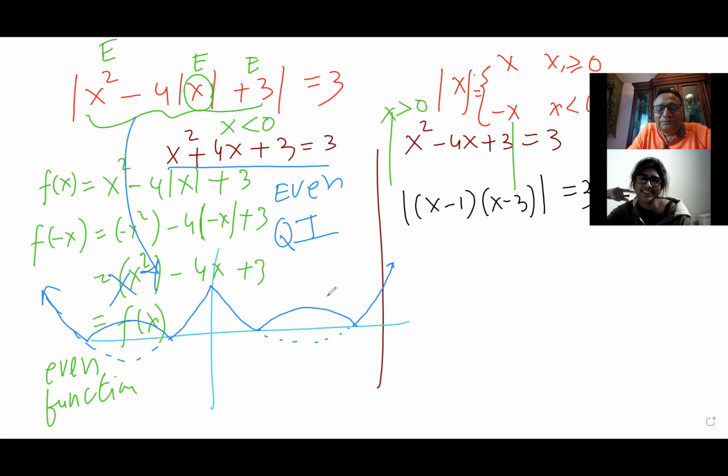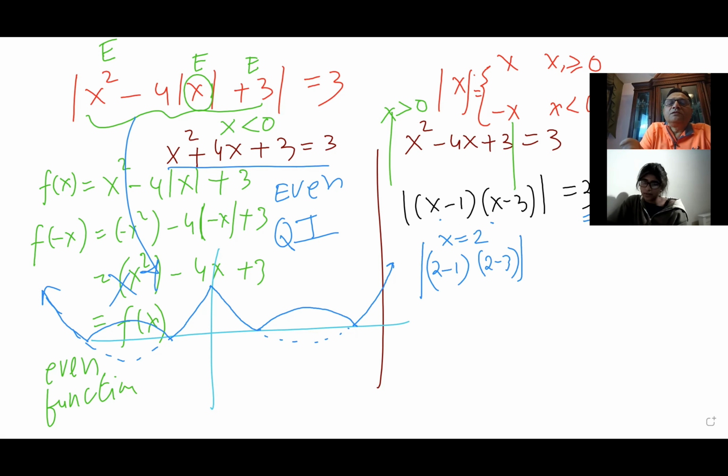Now we'll look into this important part of the graph. We are saying the value is 3, right? So let us find the maximum value of this graph. The maximum will be at 2, correct? So at 2, sub in 2: 2 minus 1 times 2 minus 3, which is 1, right? So the maximum value is 1. But we are looking for 3, right?